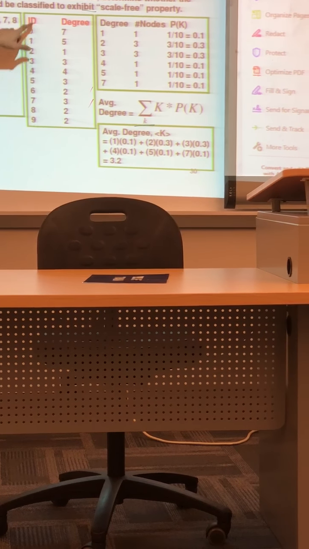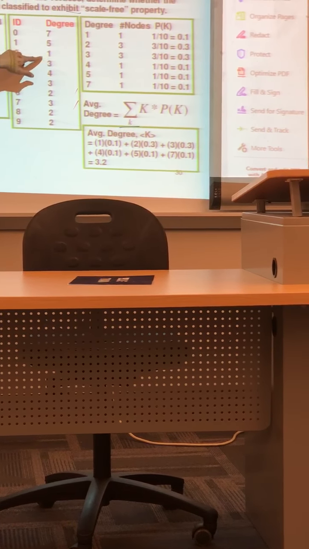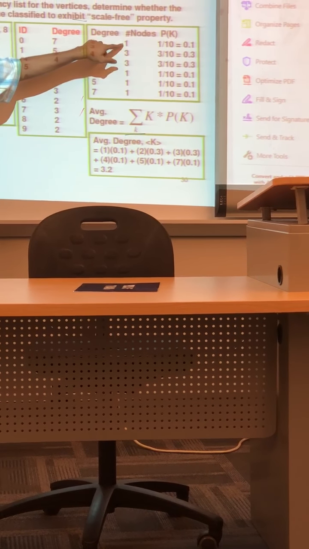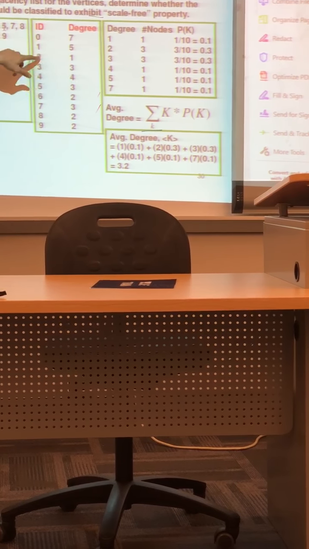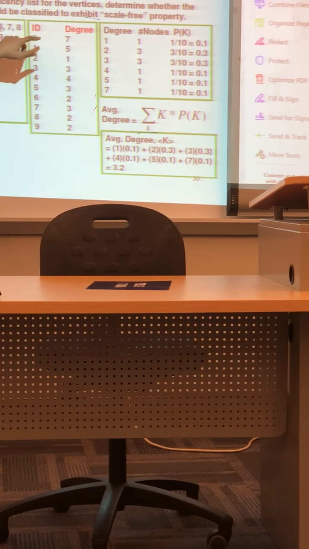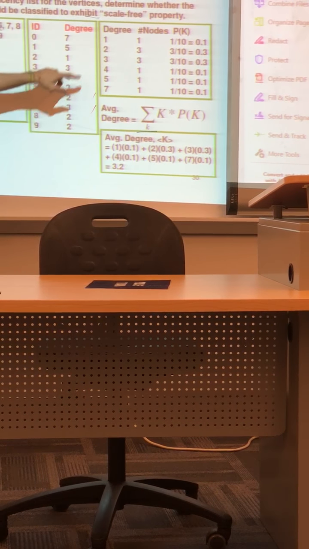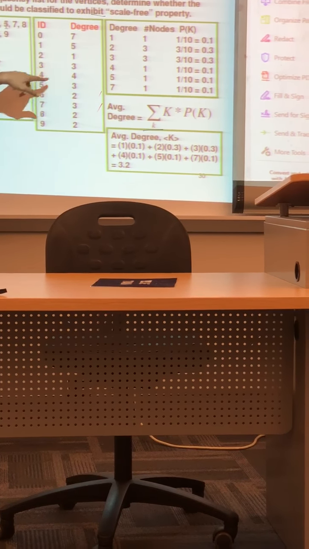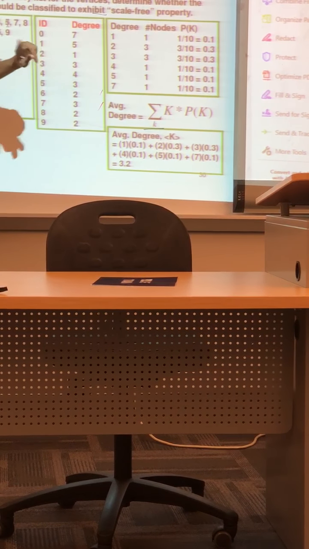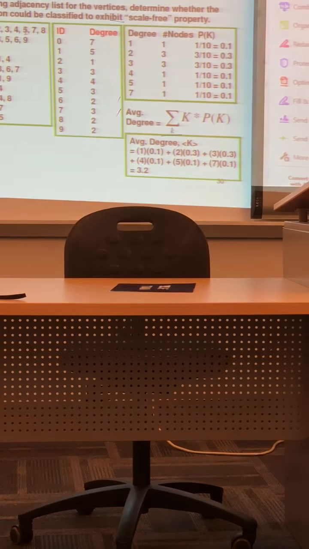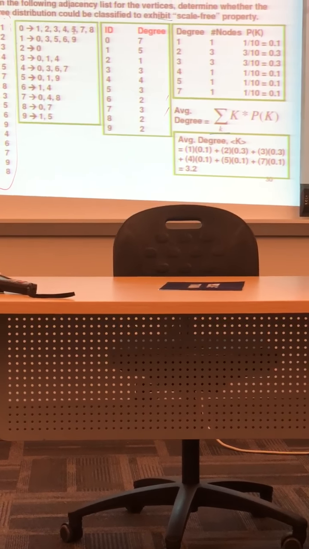Just go through again the degree distribution. So there's degree 1 here, so just one vertex has degree 1. Then degree 2, there are 3 vertices with degree 2. Degree 3, 1, 2, 3, 3 vertices with degree 3. Degree 4, only 1 vertex with degree 4. Degree 5, only 1. Degree 7, only 1. So that is the count of the number of vertices with those degrees.